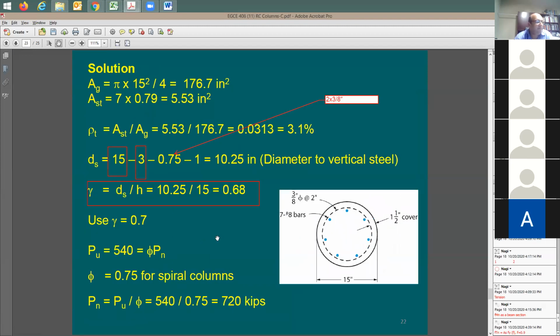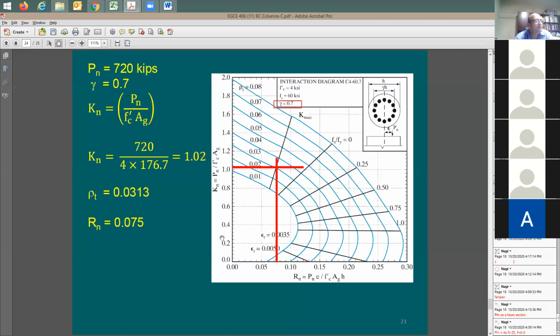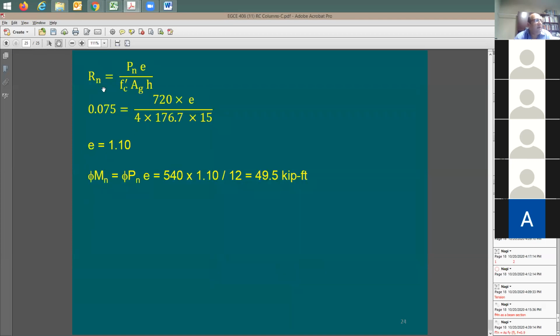What was Rn again? Rn is like an indicator for the moment. Okay, Rn is equal to this. Now, phi Mn equals phi Pn times e. And here's e, 1.1 inch. So now I was able to solve for this point here, for this axial load, the maximum moment that this column can support is going to be about, let's say, 50 kip-foot.